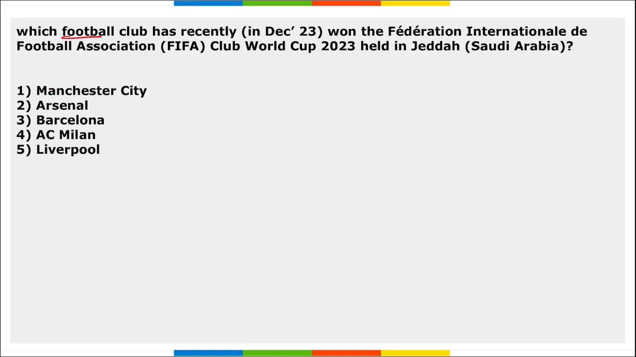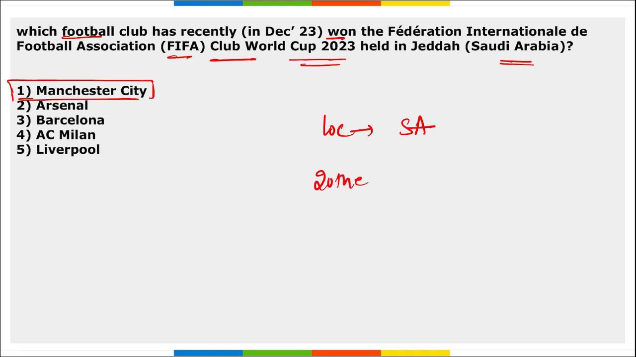Next, which football club has recently won FIFA Club World Cup 2023 held in Saudi Arabia? So what is the location where this was held? In Saudi Arabia. And which is the club that has won this FIFA World Cup 2023? It was won by Manchester City. Mark this, it is important, right? This was the 20th edition of this FIFA Club World Cup, and it was held from 12th to 22nd of December in 2023.